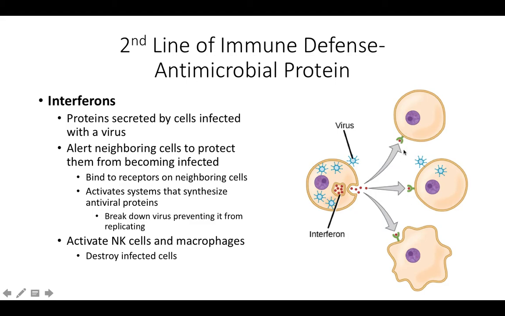It's basically just a way for this cell here to alert all of its neighbors and say, hey, I'm being invaded by a virus. You guys should take whatever action is necessary to protect yourselves. And so what the neighboring cells do in response to that is they activate systems that synthesize proteins that will break down these viruses. Okay, so now they're more prepared for an attack, and that prevents the virus from being able to replicate itself. These interferons also target natural killer cells and macrophages so that they are ready to come engulf and destroy any cells like this one that's been infected or is dead.